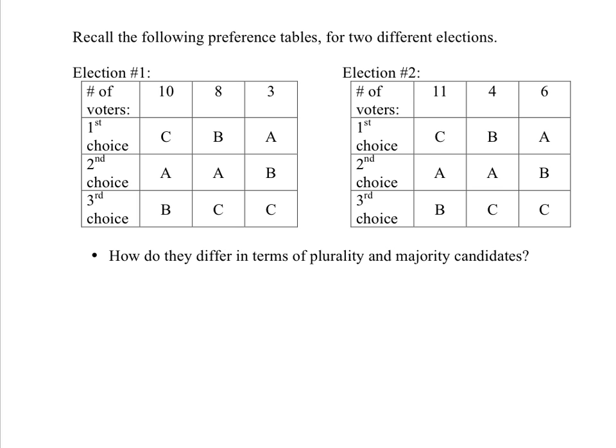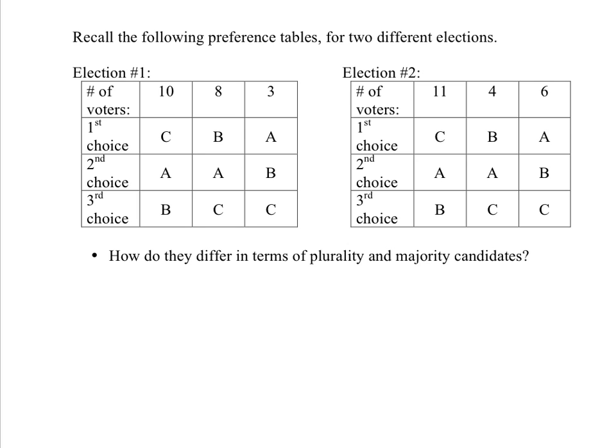Recall the following two preference tables for two different elections that we were looking at the end last time. We're asked, how do they differ in terms of plurality candidates and majority candidates? The purpose of this exercise is to make sure we've sorted out the difference between the two.